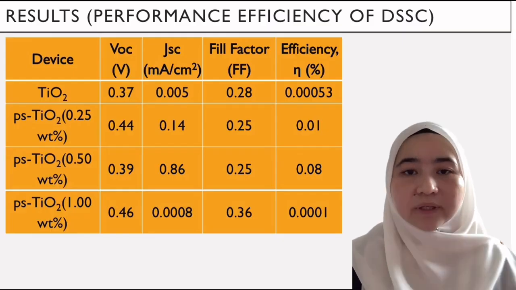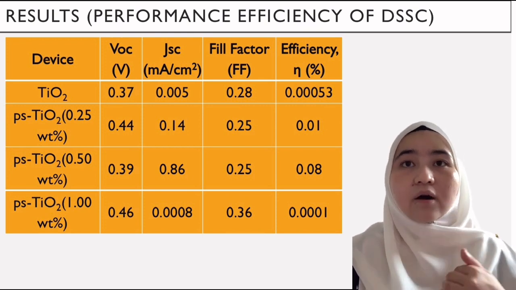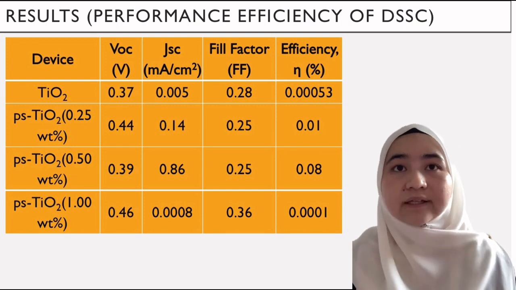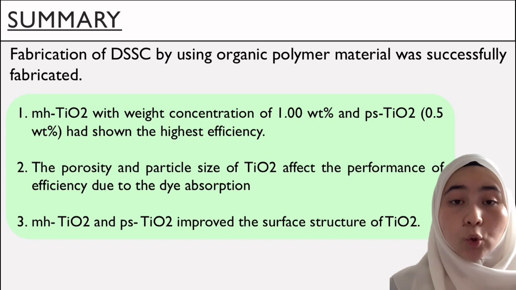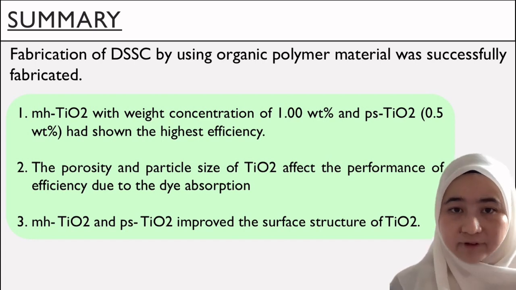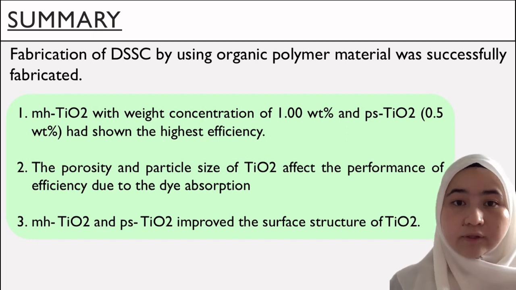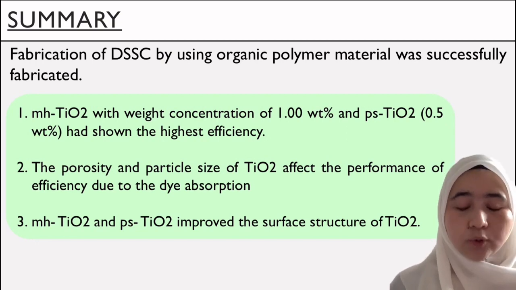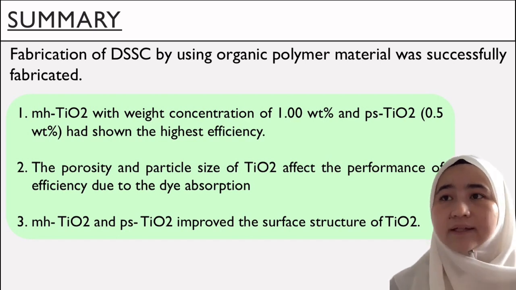The table showed that the sample for PSTiO2 with the highest efficiency of 0.08% was at weight concentration 0.5%, compared to the unmodified TiO2. For the summary, the DSSC using organic copolymer material was successfully fabricated. MHTiO2 with weight concentration of 1.00% and PSTiO2 with 0.50% showed the highest efficiency compared to unmodified TiO2.